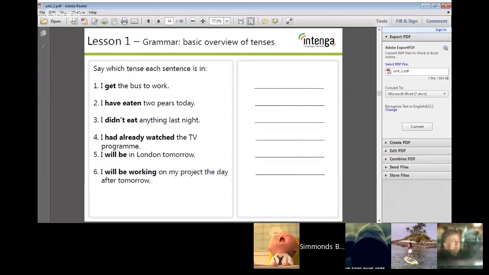Yes, so I have eaten connotes I've just eaten. Sure, and that's the recent example. The other, I have eaten 2 pears today, is during today, because it's the duration of time.